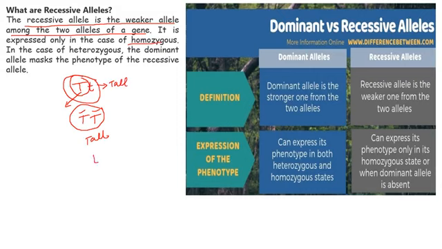But in case of homozygous recessive condition, because there is no tall gene, there are only short genes, the progeny will be short. So the recessive genes will express themselves only in a homozygous condition, only when the progeny gets both the recessive genes from the parents. Only in that case can the character of the recessive genes be expressed in the progeny. So you can go through this table, children.